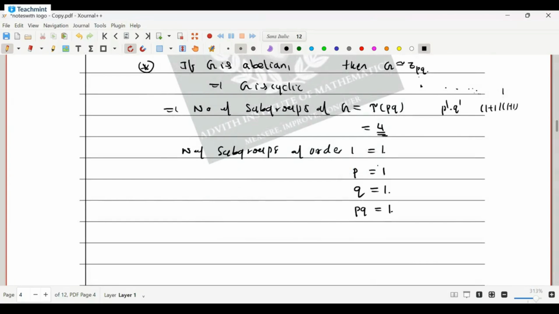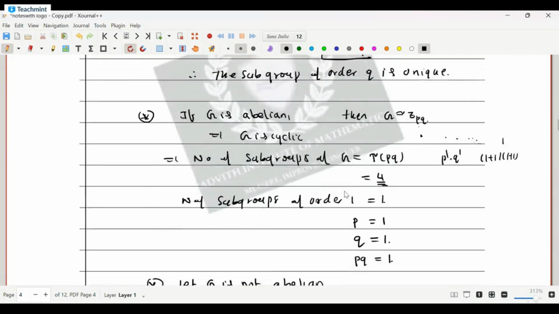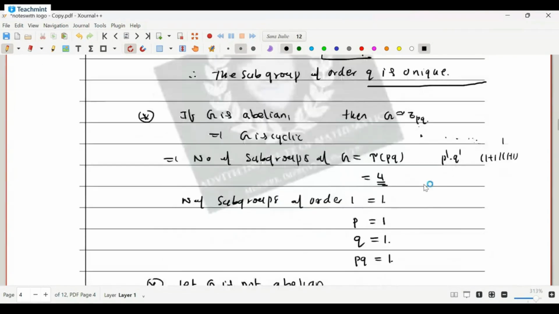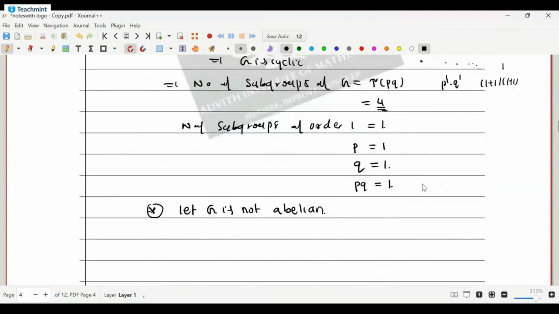If G is an abelian. If suppose G is not abelian, so మనం ఆల్రెడీ number of subgroups of order Q is unique అని నిరూపించాం ఇక్కడ, if G is either abelian or not abelian. So ఇది unique, sir. So now we need to find the number of subgroups of order P.